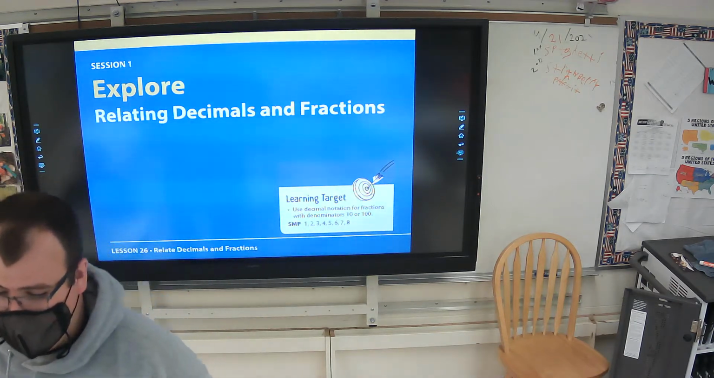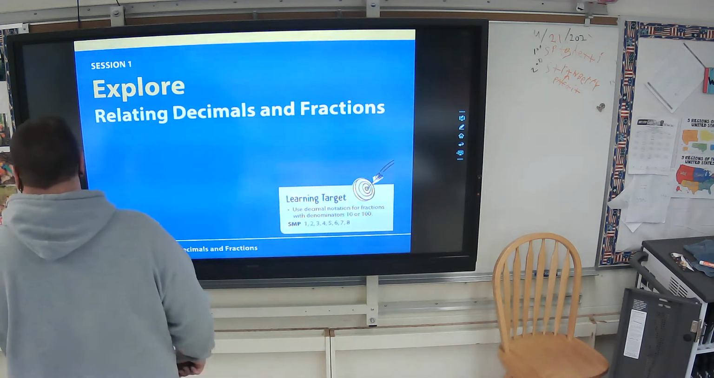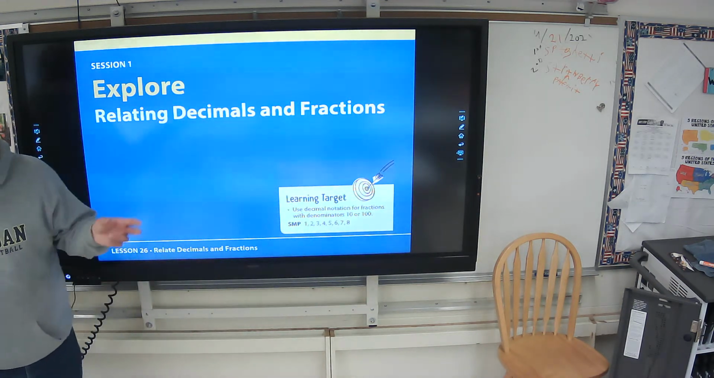Our learning target for the rest of this week and part of next week is to use decimal notation for fractions with denominators 10 or 100. Does anybody know what that means? Decimals are the numbers that come after the decimal point in a number. So if you see 100.96, the 96 is the decimal. Does that make sense?